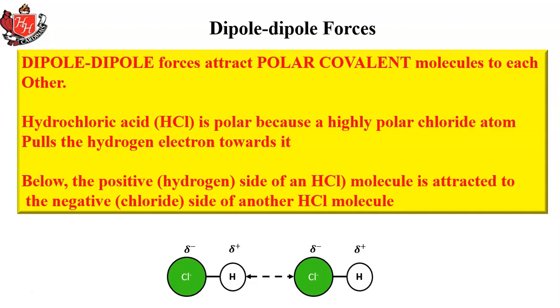And what will happen is the positive end of one of those molecules will be attracted to the negative end of the other. It's not nearly as strong as a covalent bond that's holding each hydrogen to its own chlorine, but it does attract the hydrogen to another chlorine weakly, and that's called a dipole-dipole force. Water is another example of that. Positive end, negative end, the positive end of one water molecule is attracted to the negative end of another.